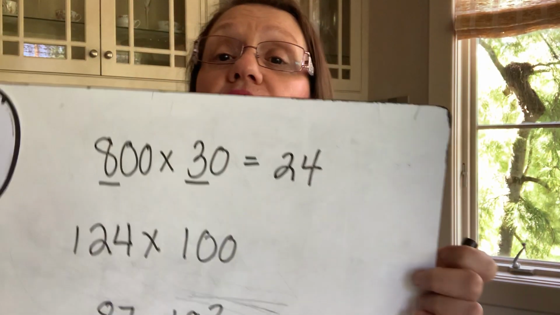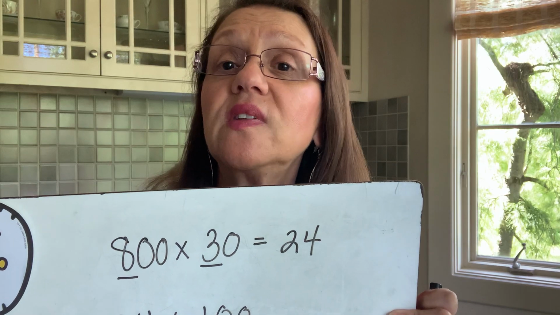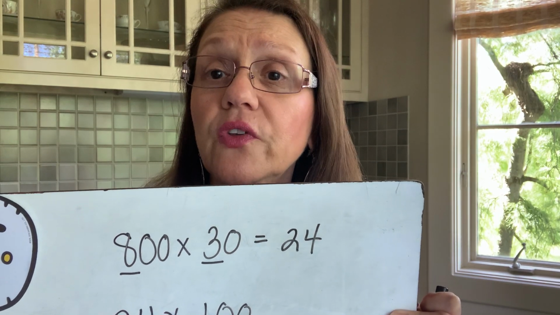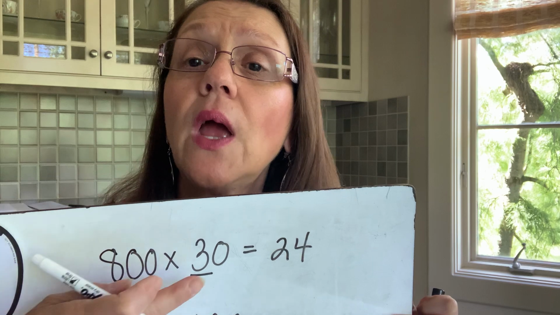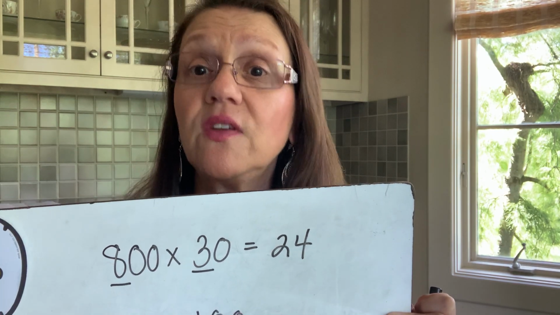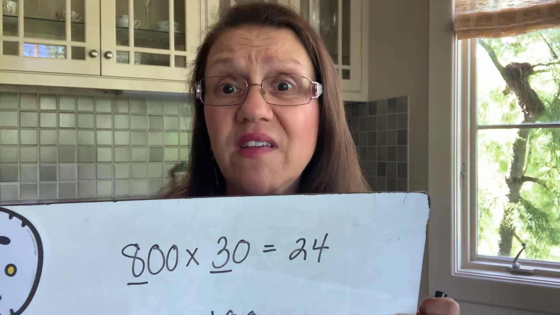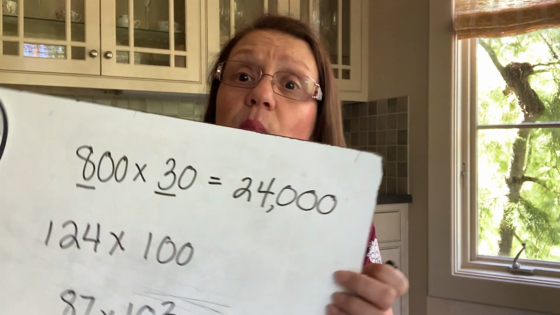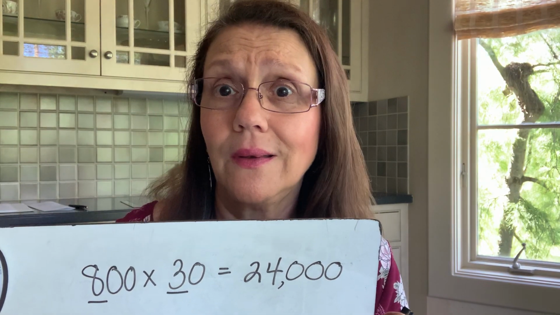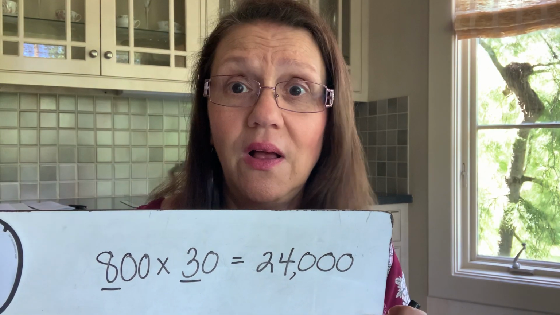I like to underline the math fact. 8 times 3, which is 24. Write your answer, just like that. The next thing you do is count the number of zeros you have in both the factors. So I have 2 zeros here and 1 zero here for a total of 3 zeros. And I put my 3 zeros after my product of my basic fact. So 3 zeros. Add a comma if your number is large enough, which it is, and that is my product. That's it. Really, it's that simple.